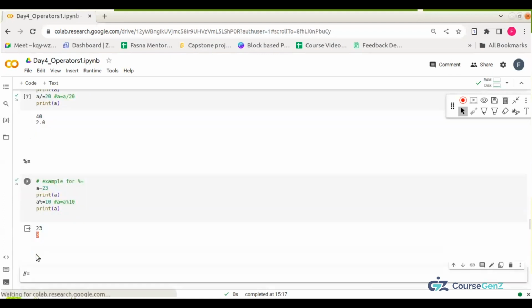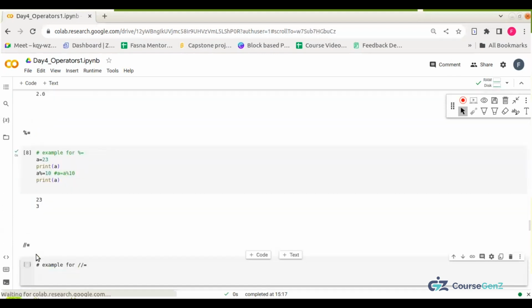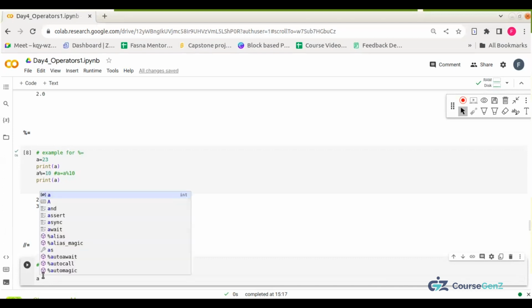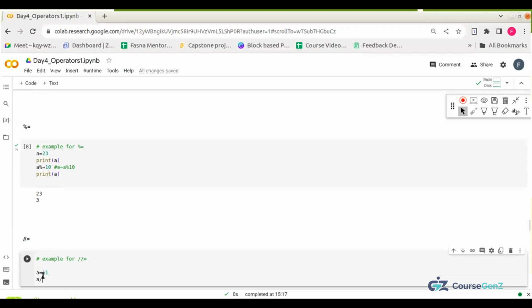You know it already. Then let's try the floor division. What's the purpose of floor division? Why are we using floor division? Yes, to round to an integer value. That's the purpose of floor division. Let's try, say, 11. A floor division equal to say 7. What will be the value?